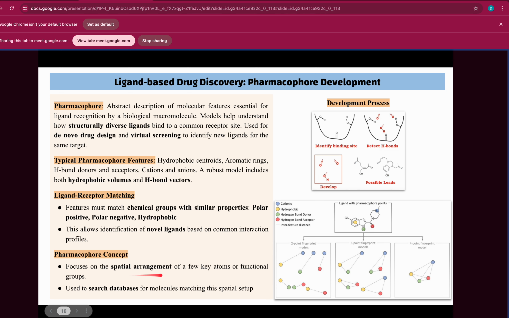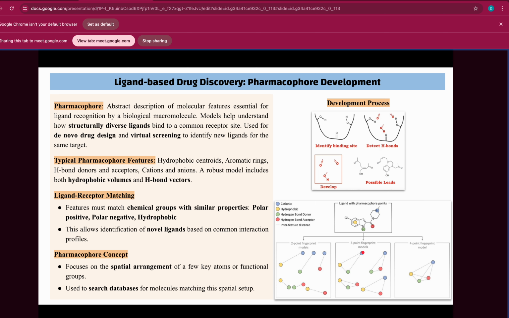Pharmacophore concept: it focuses on the spatial arrangement of a few key atoms and functional groups, and it is used to search the database for molecules matching the spatial setup. So in many cases, if we know the target protein and we know the binding site functional groups, then we can simply search for those chemical compounds from my database which have the respective groups which can bind to these binding site groups. So I can shortlist those compounds. That would be like targeted screening of different lead compounds. And this is the representation.